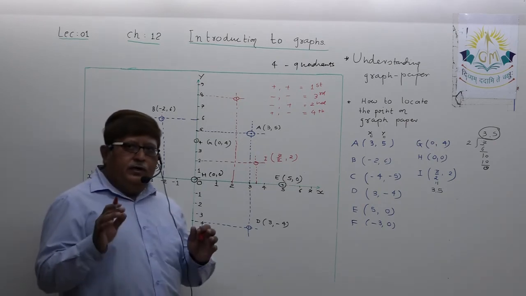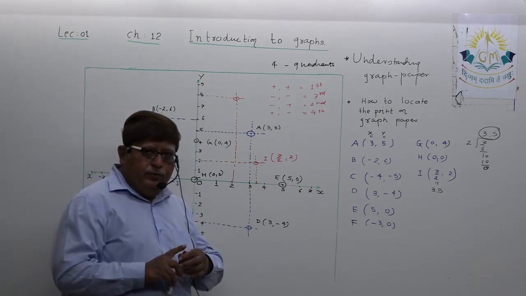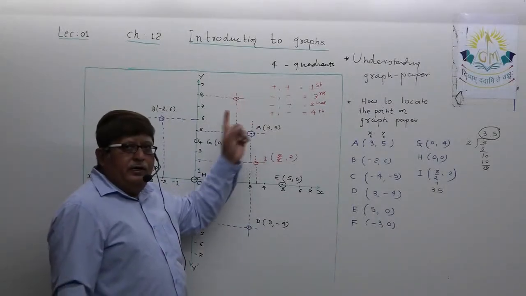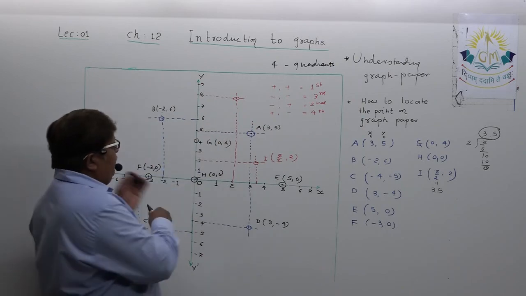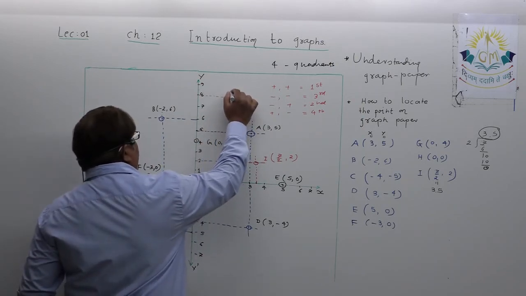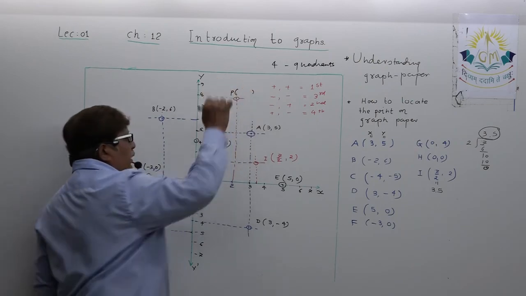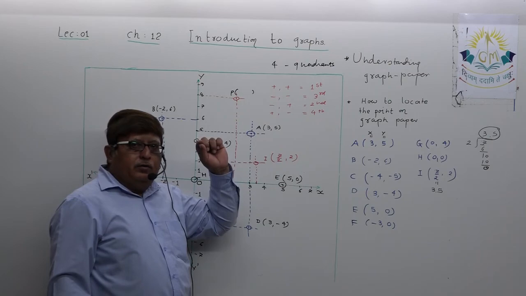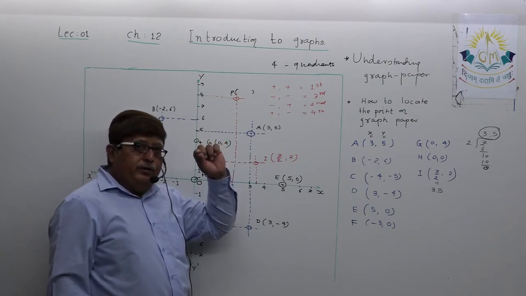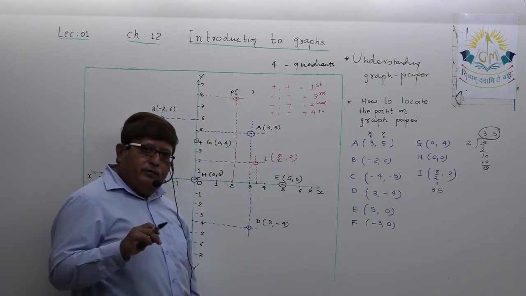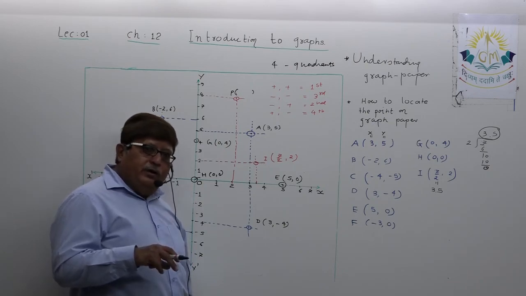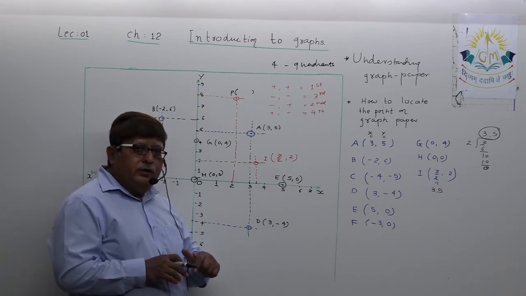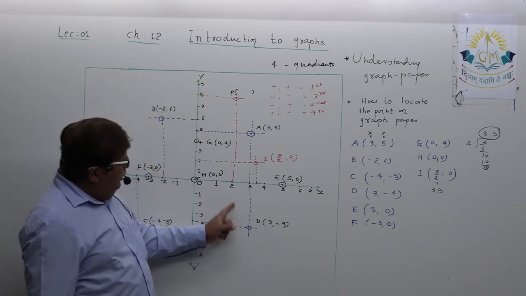Suppose you are already in the exam, given the graph paper, and you will see such dotted lines and you are asked. Here I just write some point P, suppose. And if I ask you, what are the coordinates of point P? First, dear student, we understood when coordinates are given, how to locate the point. Now it is totally reverse. How can you read the coordinates?